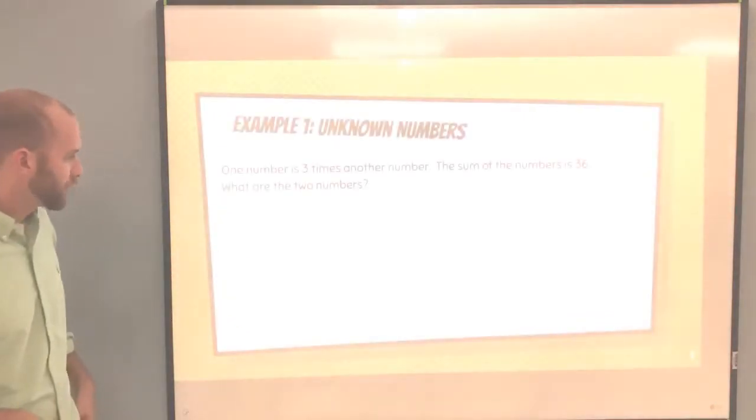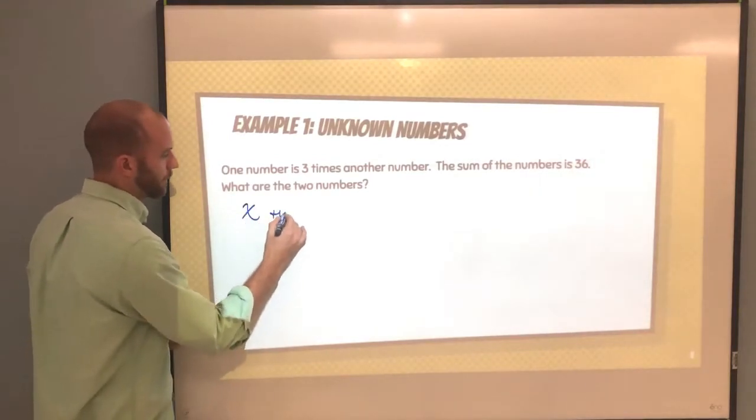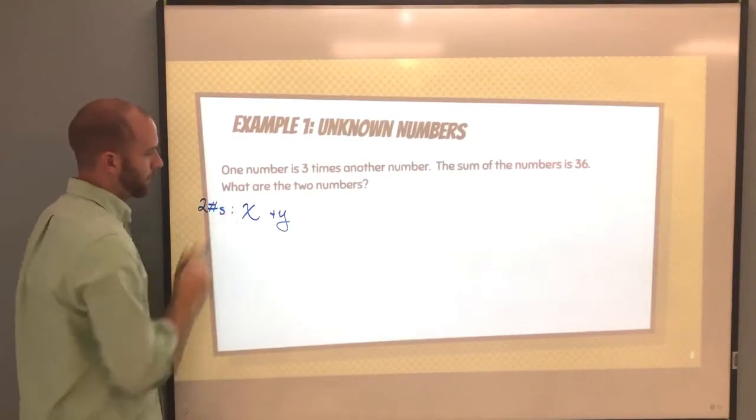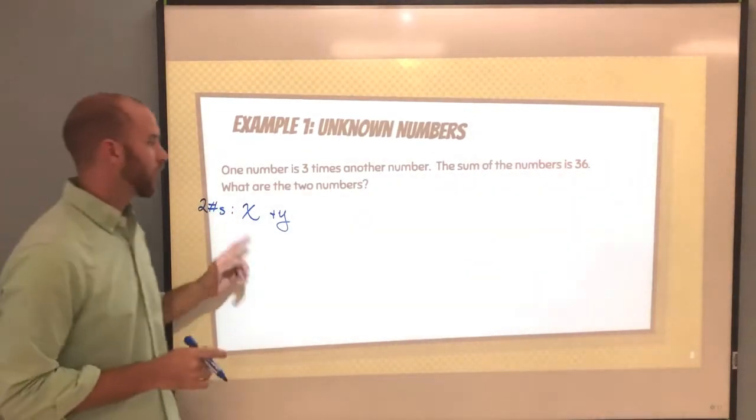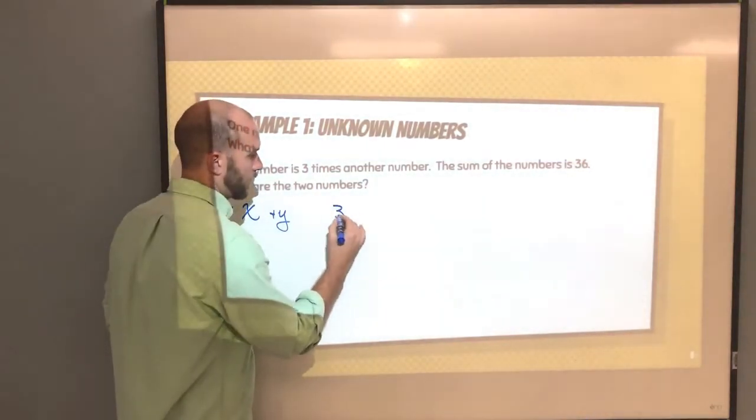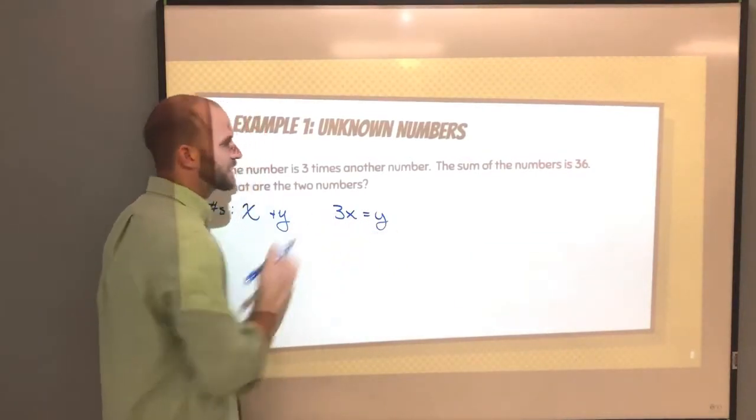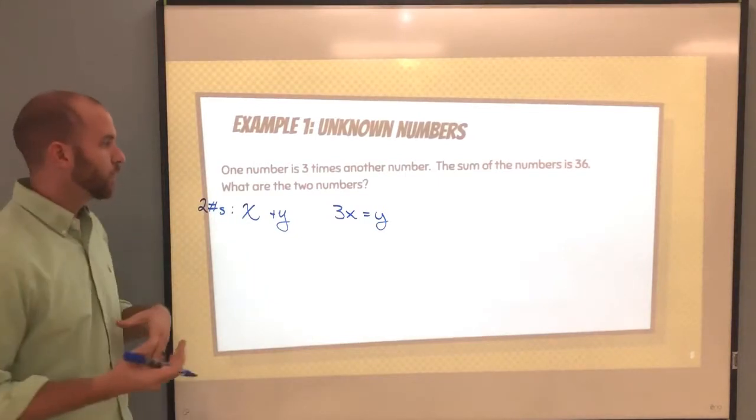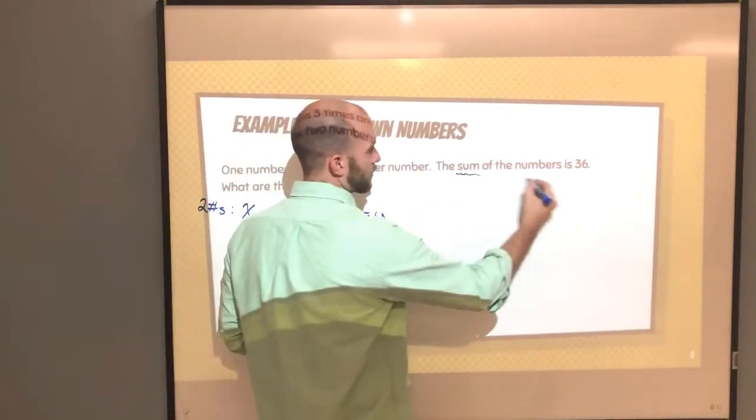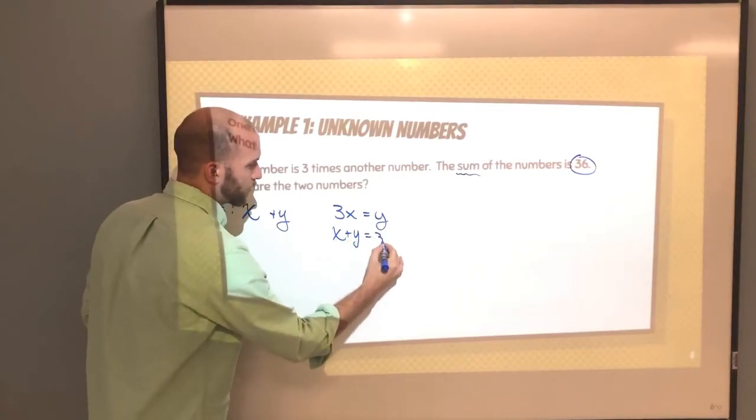So in this problem, I know a couple things. I know I've got two numbers. I could call those X and Y, right? Those are my two numbers. I don't know what they are, but what I do know about them is that if I take one of the numbers, it is going to be multiplied by 3, and it's going to give me my second number, right? The other thing I know is that if we add these two numbers together, we get 36. So sum of the numbers is 36. So that would be X plus Y equals 36.